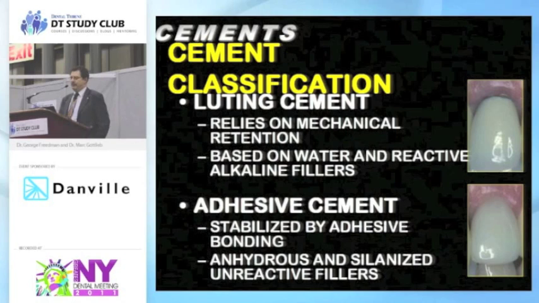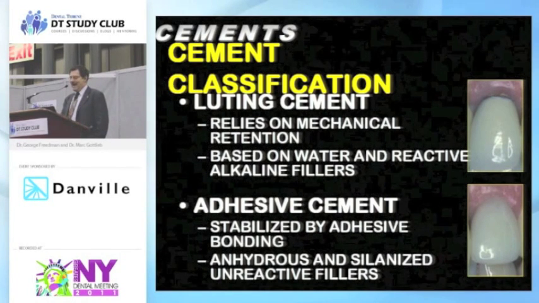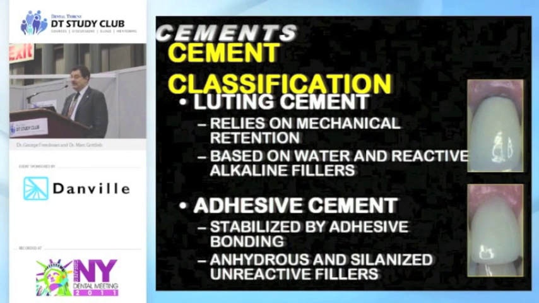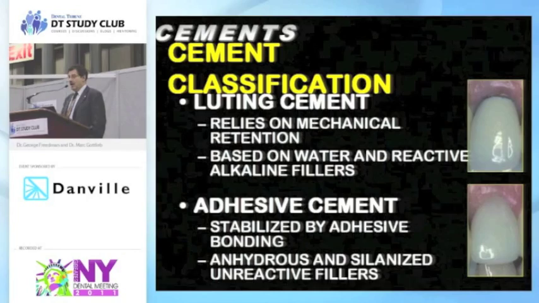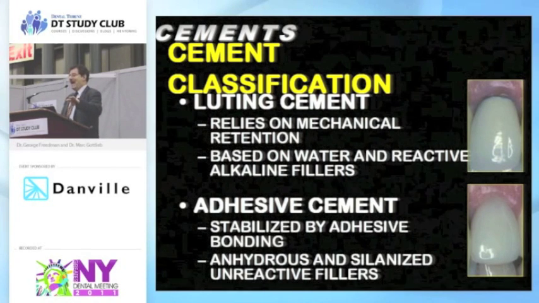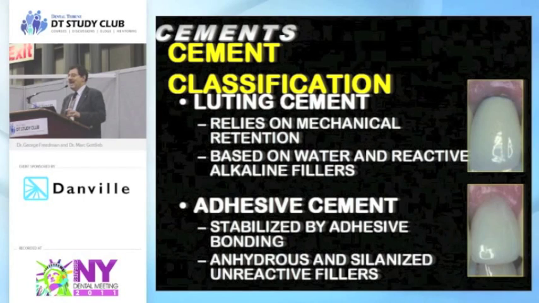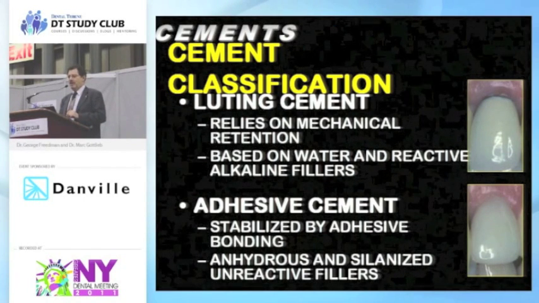An adhesive cement is stabilized by adhesive bonding to both the restoration and the tooth surface. It typically relies on anhydrous and silanized unreactive fillers for its activity, and it bonds to both the tooth structure and to the crown, and in that way creates a monoblock, as Marc was describing a little bit earlier.